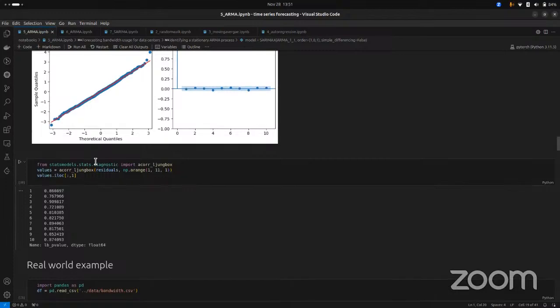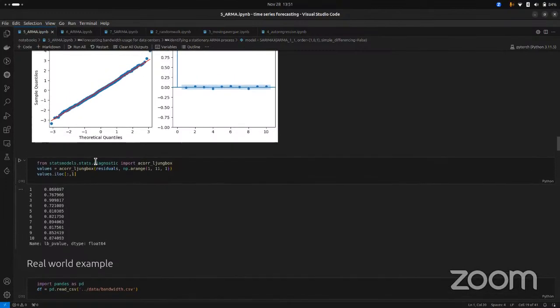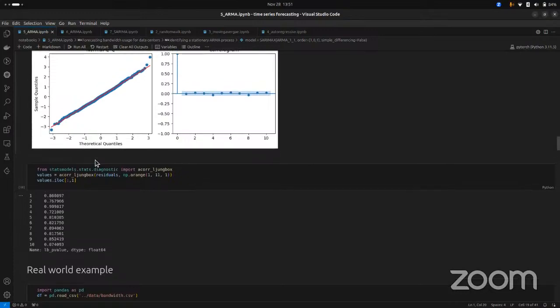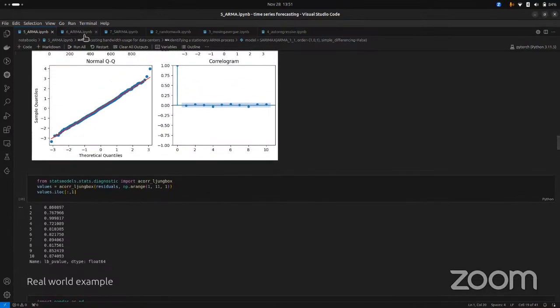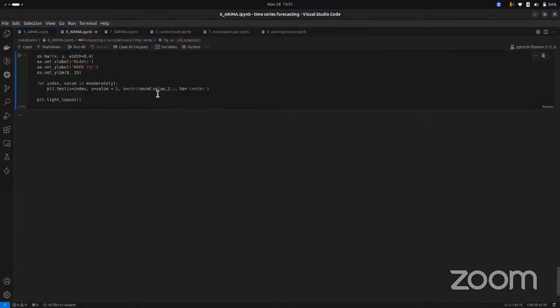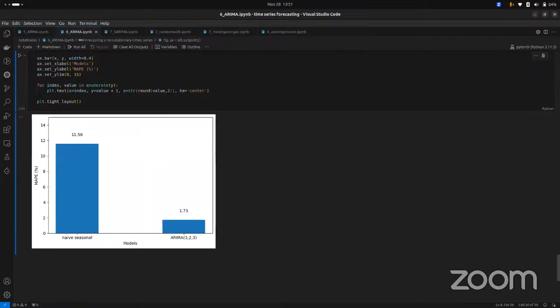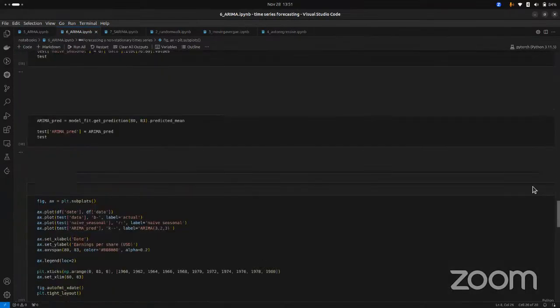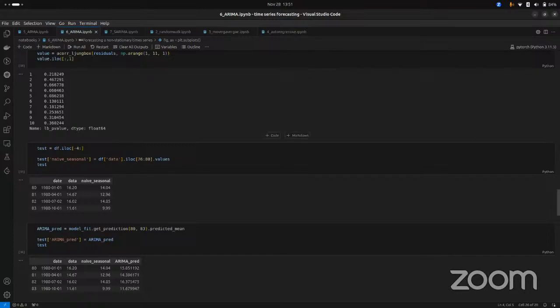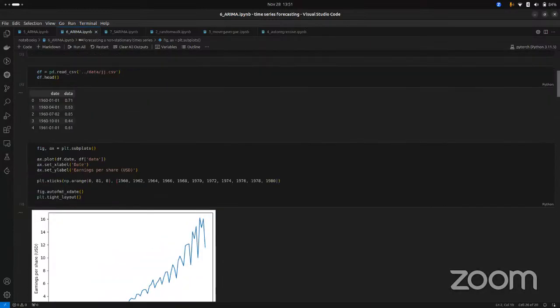I just hope that makes sense, so I can move on to the ARIMA model. If there are any questions, you can type them out in the chat. Okay, so let's go on to the ARIMA model. I just want us to be as fast as possible, to cover some things before the time.